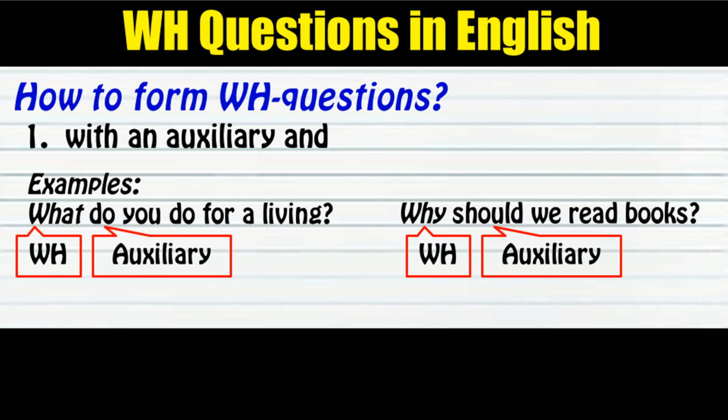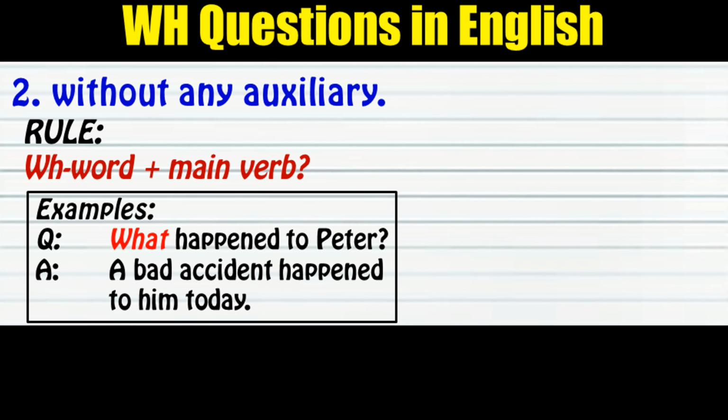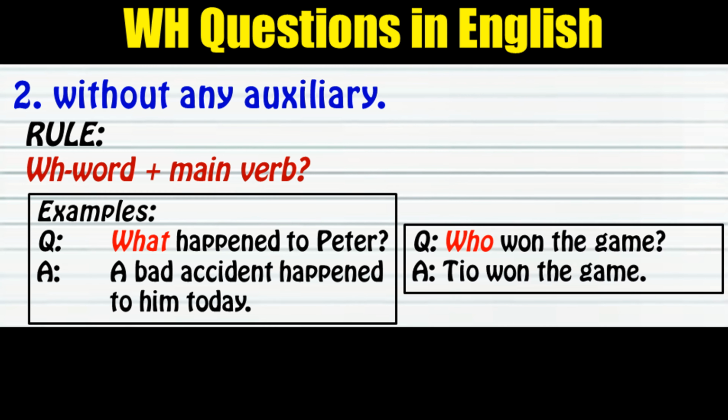Let's compare to the second rule. Rule 2. Without any auxiliary. This is used when WH words replace subjects already. So the rule is WH word plus main verb. Examples. What happened to Peter? A bad accident happened to him today. Here is another example. Who won the game? Theo won the game. Got it right.